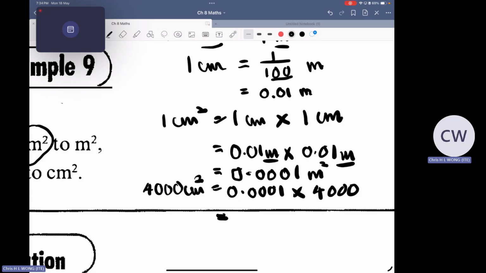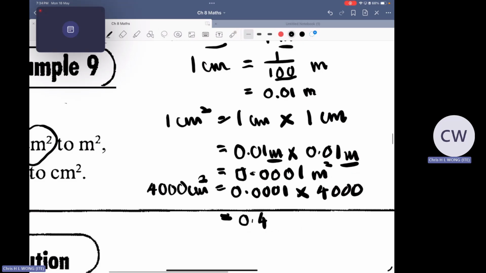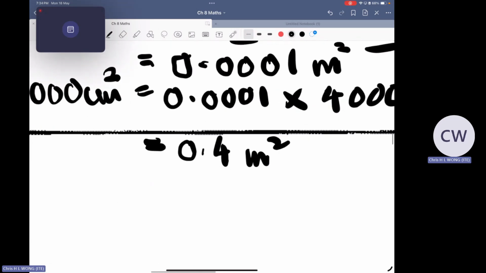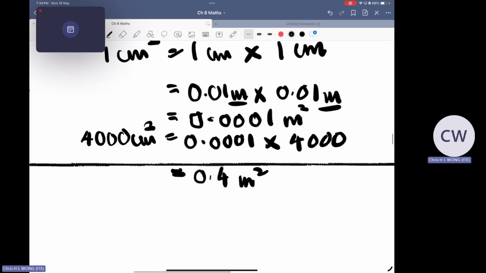Actually, I look at here. If I know how to move, I will do this now. Oh, okay. 0.1 times 4 is actually 0.4 meter square. Am I right? So answer is 0.4 meter square. But if you're not sure, don't try to move manually. Use your calculator to calculate. Answer is 0.4 meter square. So very easy.